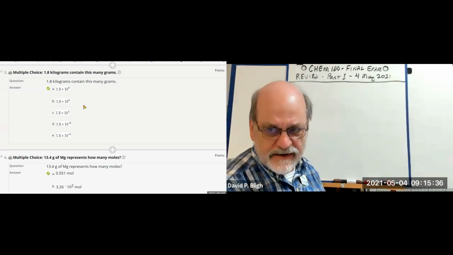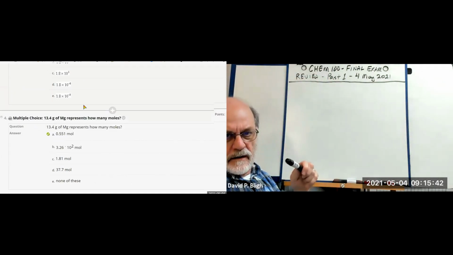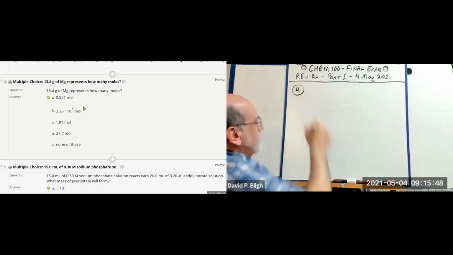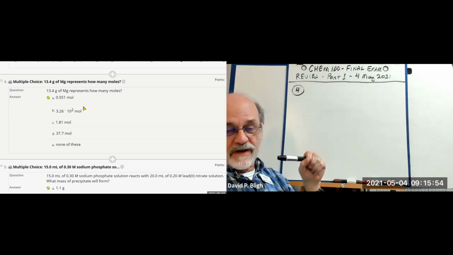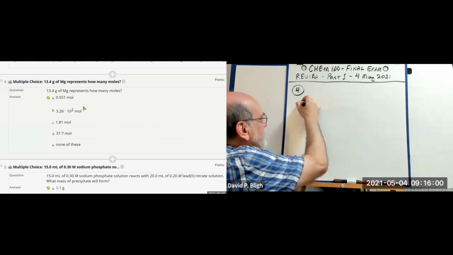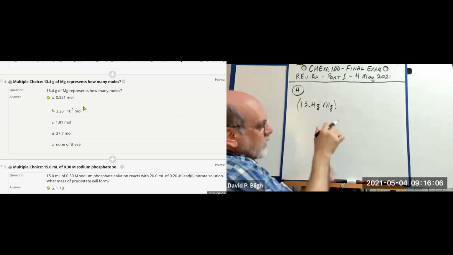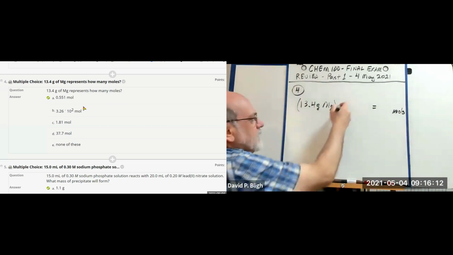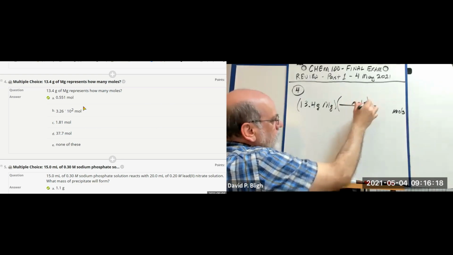And let's see, the next one I think is in sequence also, number 4. Then we start skipping. There we go. Okay, 13.4 grams of magnesium represents how many moles? Right, conversion. Again, 13.4 grams of magnesium, right? That's where we are, and here's where we want to go, moles, right? So our conversion factor has to give us moles and cancel grams.